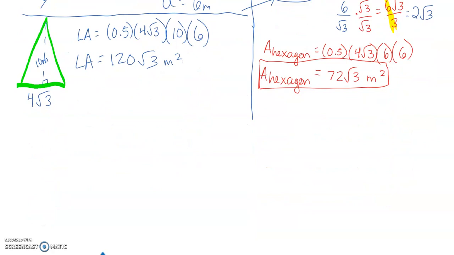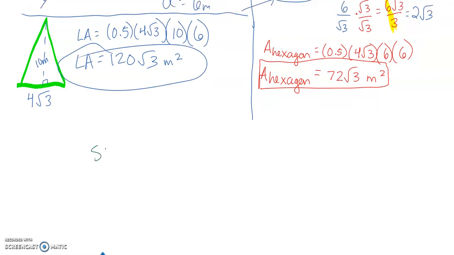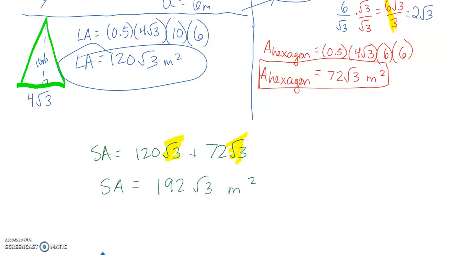I have my lateral area here and my base area, which is the hexagon. The last step is to just simply add them. So my surface area is going to be 120 root 3 plus 72 root 3. Now, because both of these expressions have that root 3, because you're multiplying by the same number, you can combine them. So my final answer for surface area is going to be 192 root 3 meters squared in exact form, and then you're good to go on.